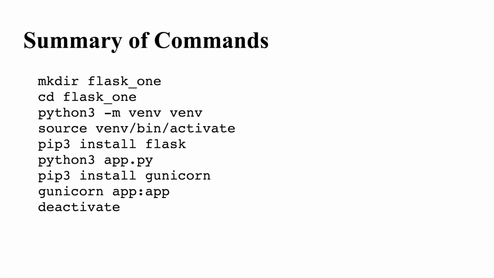Let's summarize what we did in this tutorial. First, we created a directory and cd'd into it. Then we used Python to invoke the venv module, which created a venv subdirectory containing a snapshot of a sandbox Python environment. We activated this environment by sourcing the activate script. Next, we installed Flask using pip3. We wrote a simple web application called app.py and ran it in the development environment. Finally, we installed Unicorn, a production WSGI server, and ran our app. As a final step, we deactivated the Python sandbox.